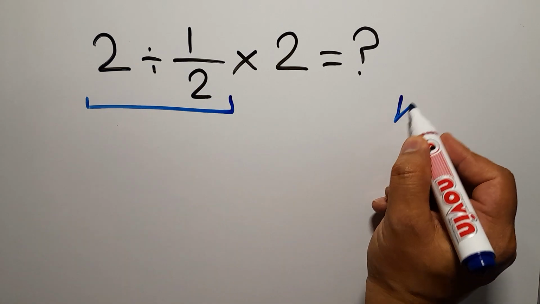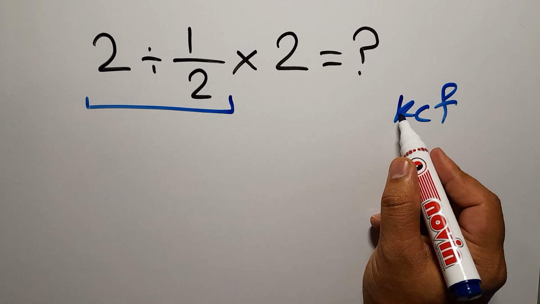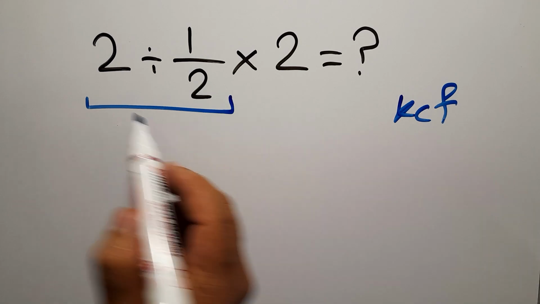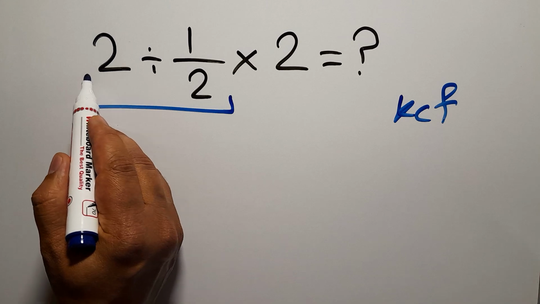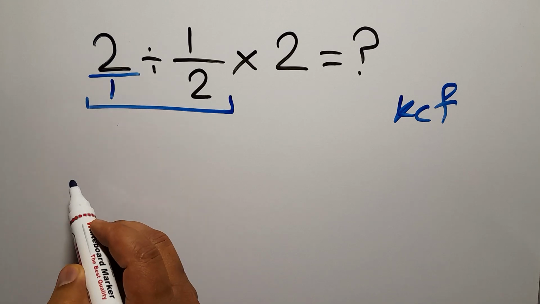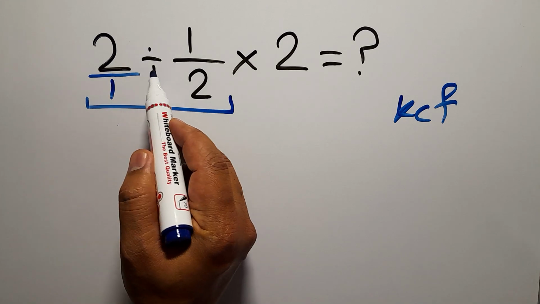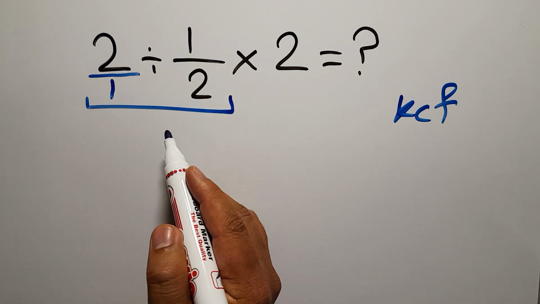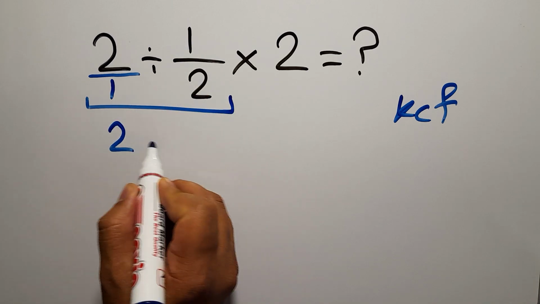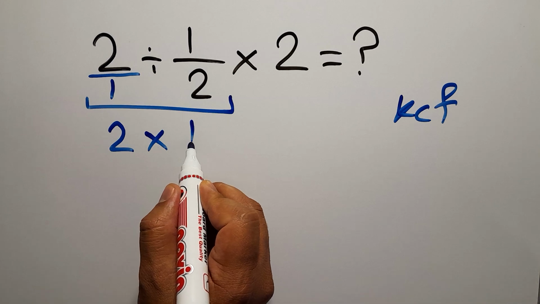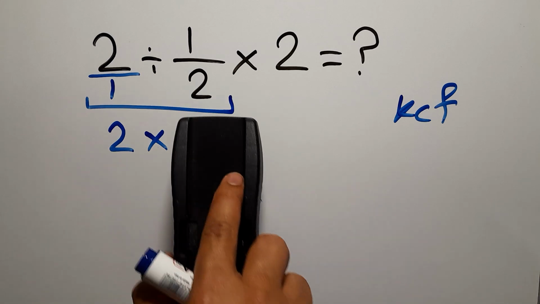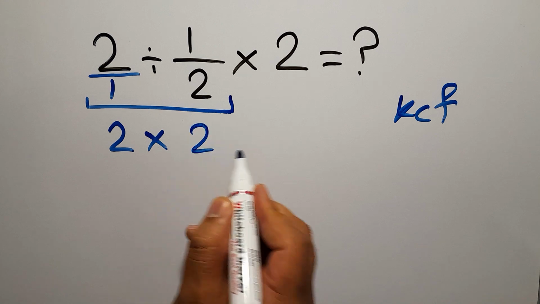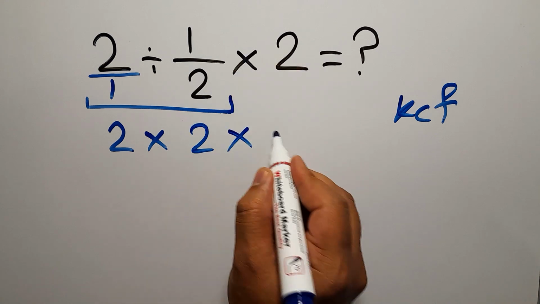According to the KCF rule, K stands for keep, C stands for change, and F stands for flip. Keep the first fraction, which is 2 over 1. Change division to multiplication and flip the second fraction. So we can write 2 times 2 times 2. 2 times 2, and again we have here times 2.